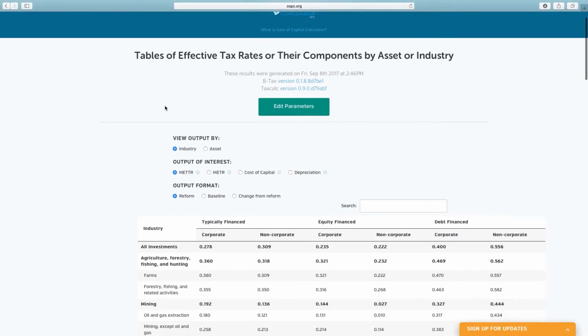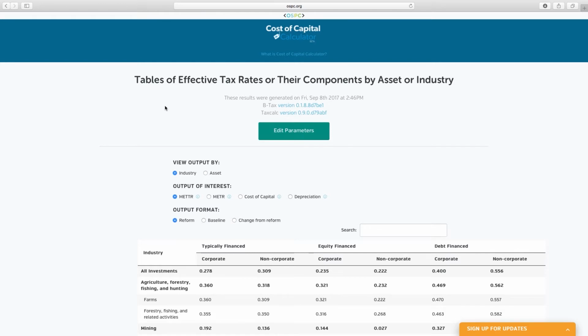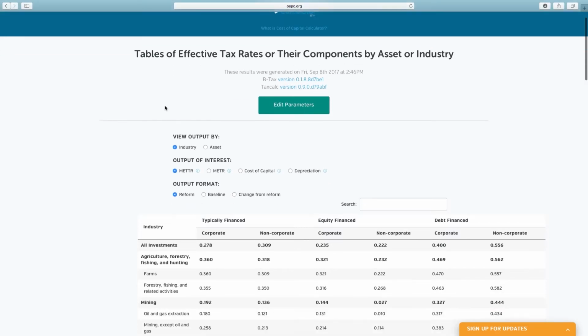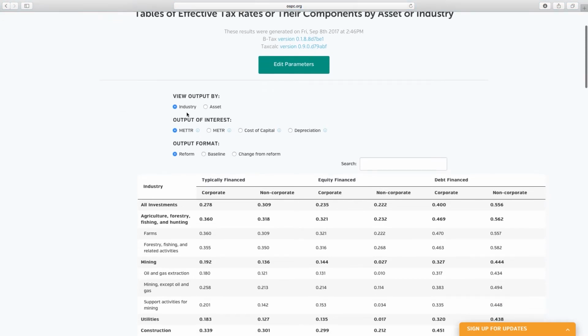After the model finishes running, we're presented with the results page. There's a lot of information here, so let me describe how it's presented. The default view is to view output by industry for the marginal effective total tax rate, which is the marginal effective tax rate including all levels of taxation, both at the business entity level as well as at the individual level. And the output format is to show you those marginal effective total tax rates for the reform that you specified.